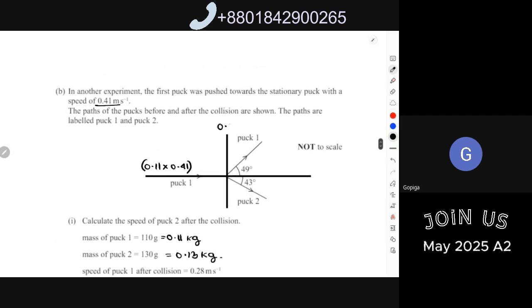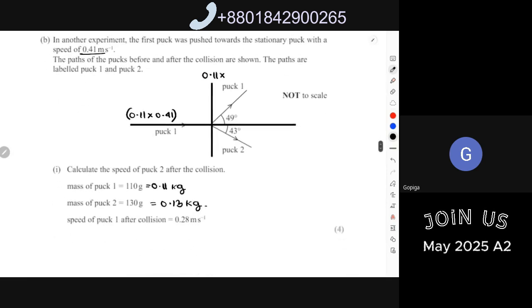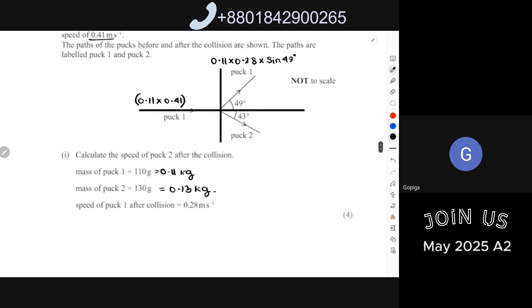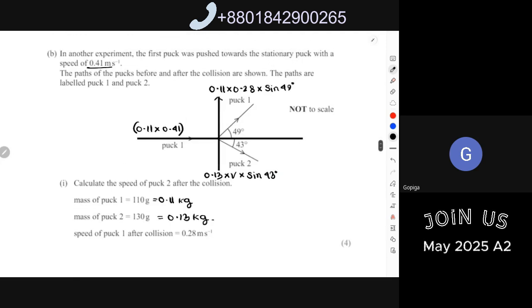0.11 multiplied with 0.28 multiplied with sine 49 degree, and then again this will be equivalent to 0.13 multiplied with velocity, which I do not know, I have to calculate that, and this will be multiplied to sine 43 degree. Now I already know they are traveling in opposite directions, right? So they will cancel each other out.